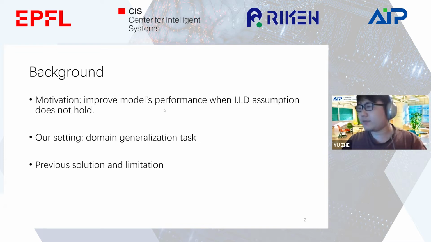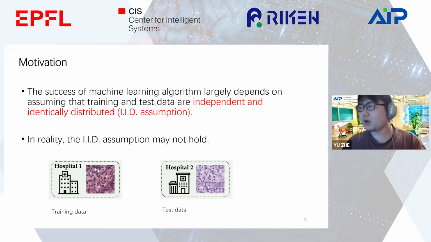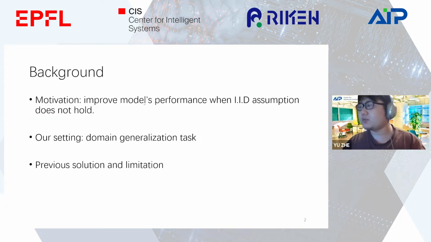In this paper, we want to improve model performance when the IID assumption doesn't hold. There are a lot of settings that consider this task. In this work, we consider the domain generalization task. We will also introduce the previous solutions and limitations in the background section.